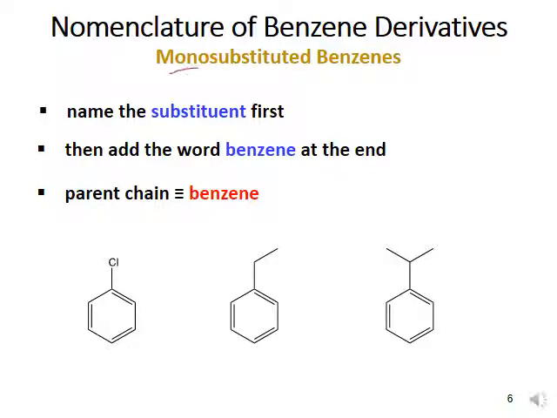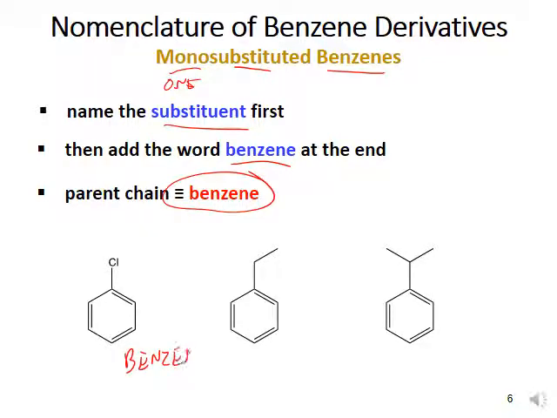For a mono-substituted benzene, meaning one thing attached, you name the substituent first, then you add the word benzene because you have to get that parent chain, and the benzene ring is always the parent chain. So we look at this parent chain, add the word benzene on the end, so you know you're going to have benzene. And what is this stuff? That's a chloro group, so this is chlorobenzene. Benzene is at the end.